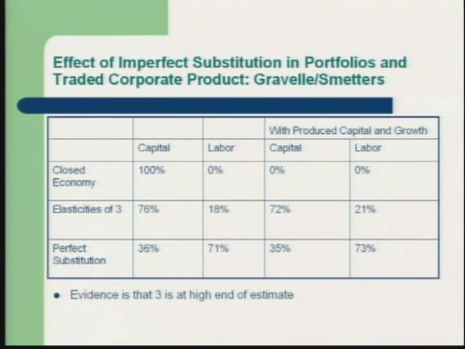But if you look, you can see as you go from perfect substitution, we have 36% on capital, 71% on labor. If you go to elasticities of 3 for each of our elasticities, you get less than 20% on labor, 3/4 on capital. So that's why we say we're moving back into the world where capital actually bears most of the tax.